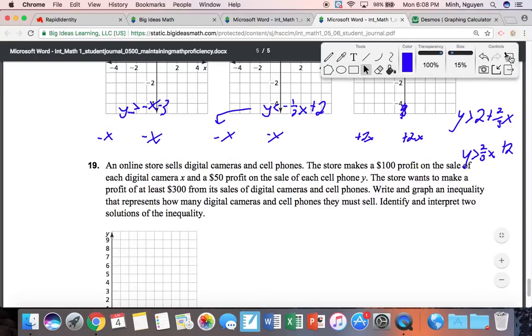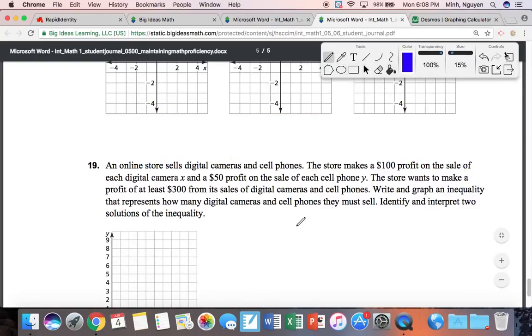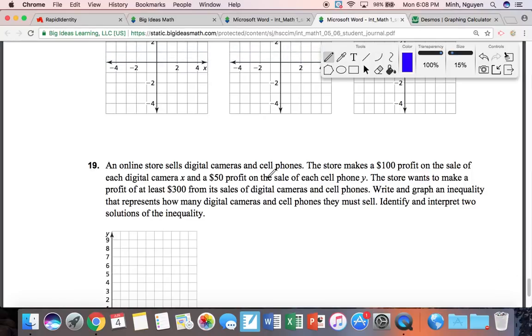A store sells digital cameras and cell phones. The store makes a $100 profit on each digital camera X and a $50 profit on the sale of each cell phone Y. The store wants to make a profit of at least $300. So as long as they hit the 300 mark, so if they sell $300 worth of digital cameras or $300 worth of cell phones, that's good. How many is that? 3 digital cameras and 6 cell phones individually, separately.